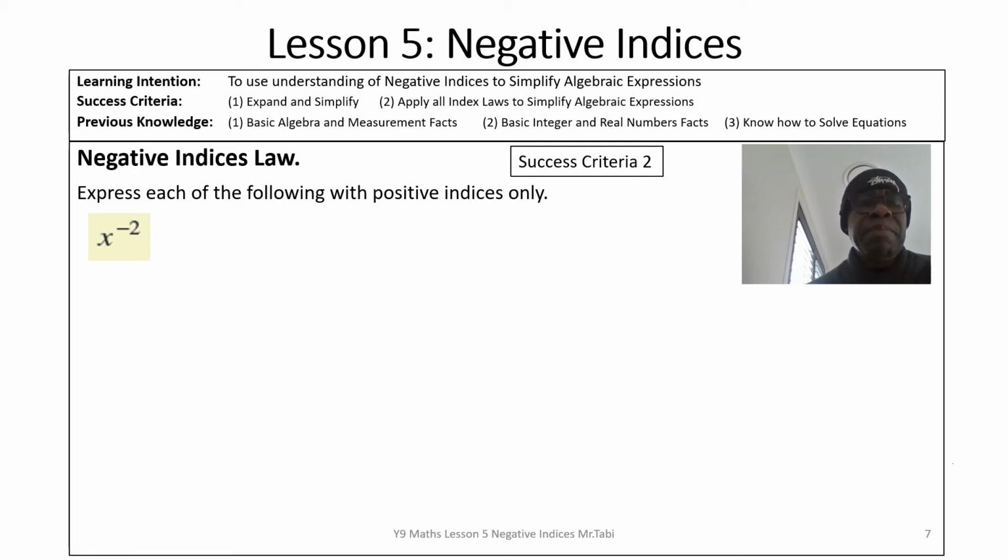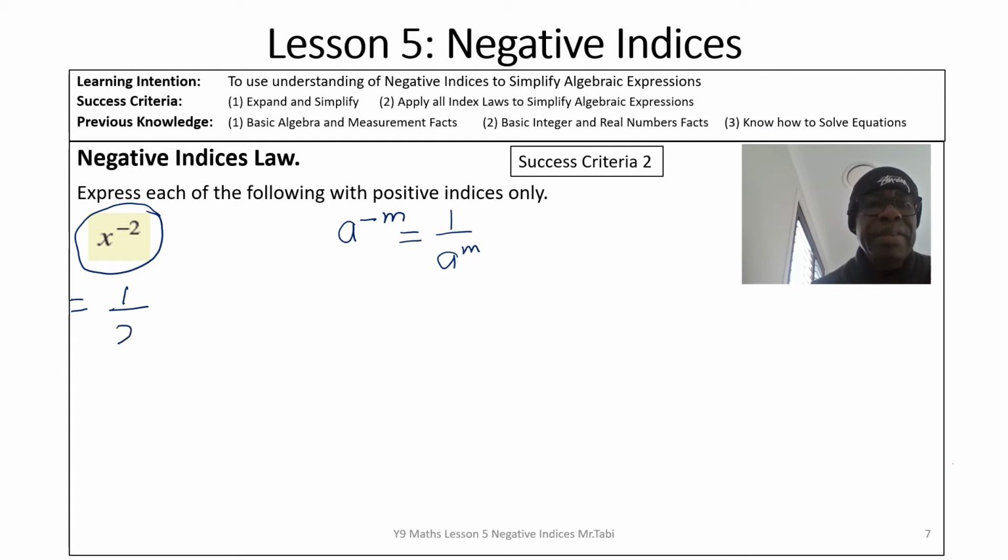Right. So how do I apply this law to a question like x to the power minus 2? Well, since I know that a to the power minus m is equal to 1 over a to the power of m, x to the power minus 2 is equal to 1 over x to the power 2, positive 2. As simple as that.